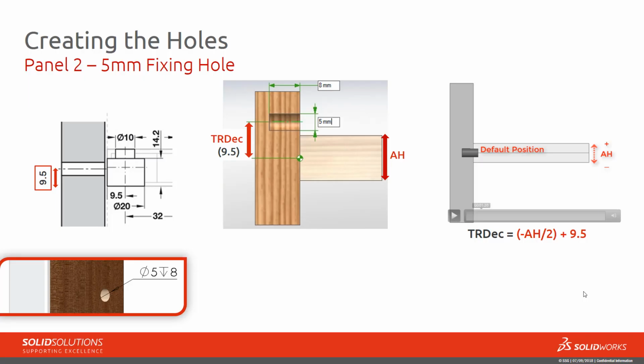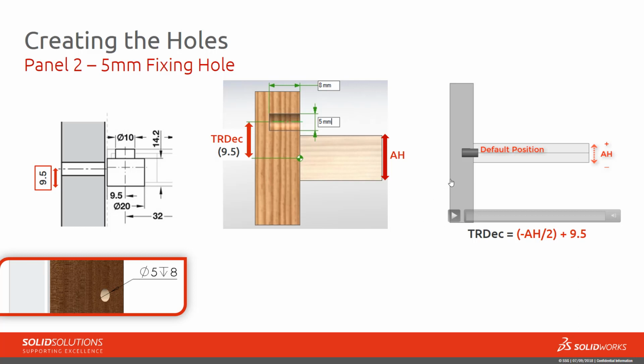Next, we're going to create the hole feature on panel 2. So this is a 5 mil diameter hole with a depth of 8 mil. Now, this is where we're going to start getting onto the coding side of things, because the location of this hole is always going to be 9.5 mil from the bottom of the horizontal panel. Now, the panel thickness will vary from frame to frame, so we need to code it so that depending on the thickness of our panel, which is AH, then the height of the hole will always change so that it sits exactly 9.5 mil above the bottom surface.